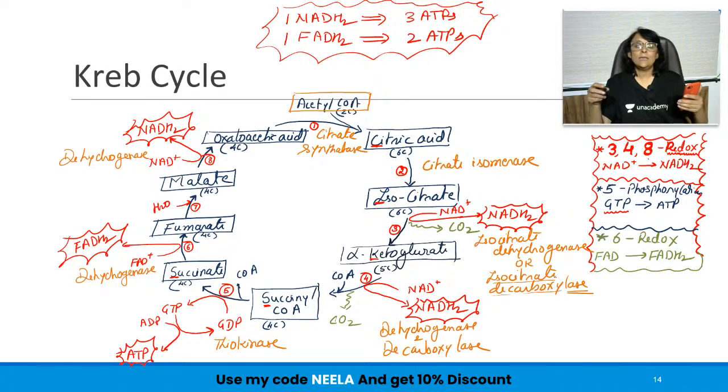Thiokinase. Normally the "thio" word is used when phosphate interchange is taking place. The kinase word is used for phosphorylation. Okay? Anything else?